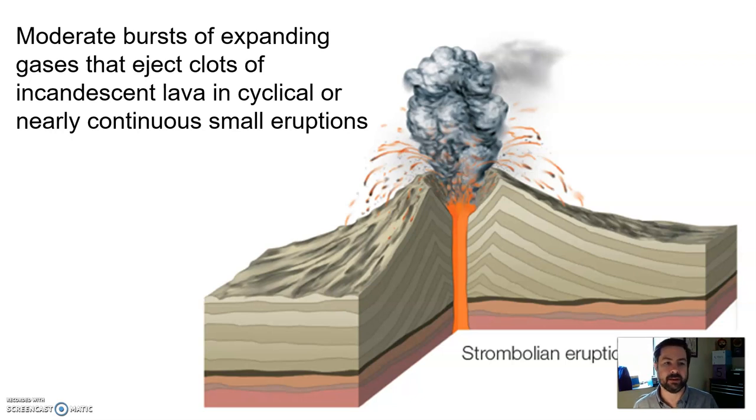Moderate bursts of expanding gas that eject clots, little pieces of glowing, incandescent lava, in cyclical or nearly continuous small eruptions. So a bunch of little spittle coming out. You know, sometimes when you're talking a lot or talking fast, a little bit of spit comes out. Same thing here. So a little bit more sticky lava, a little bit higher viscosity, but oftentimes still basaltic in nature. It can be a little sticky, and that increase in gas content will cause these smaller little explosions to happen.